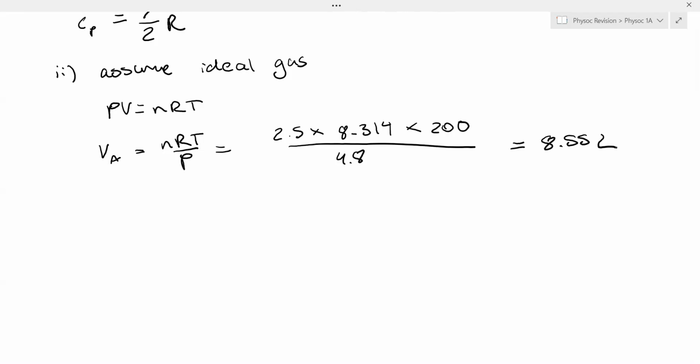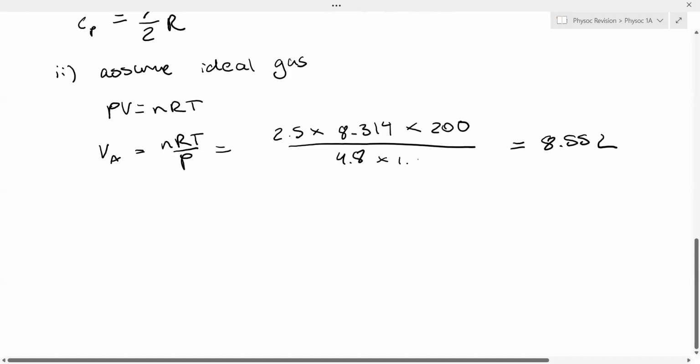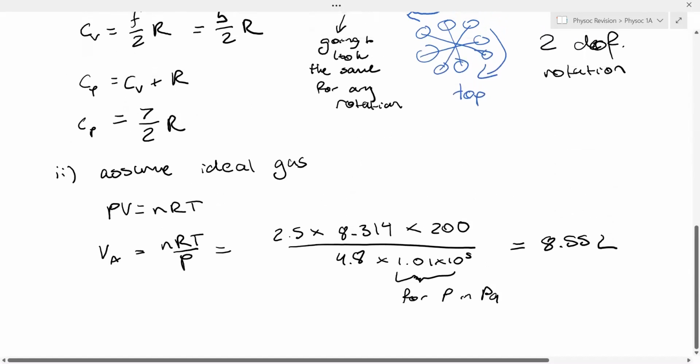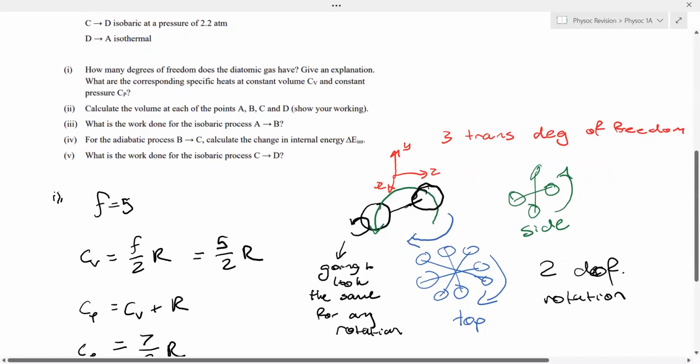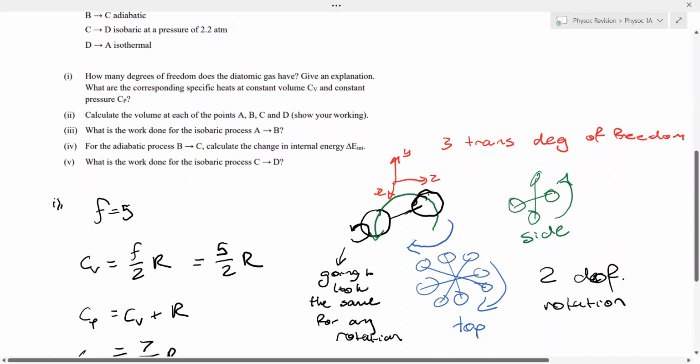You would probably have to be a bit more careful with your SI unit conversion. So atmospheres to pascals is times 1.01 times 10 to the 5. Then you'll probably get the volume out in meters cubed. To get it into liters, probably Google the conversion because I don't remember it off the top of my head. I think it might be 10 to the -6.